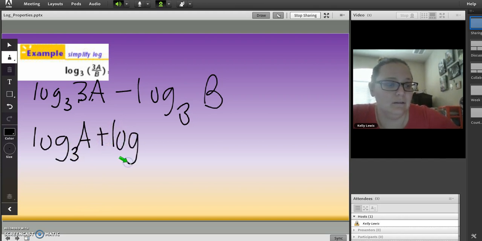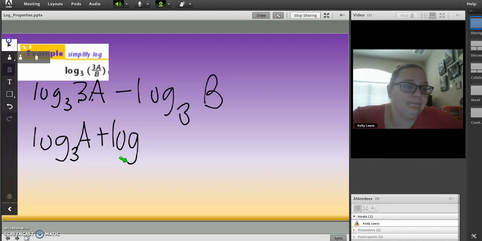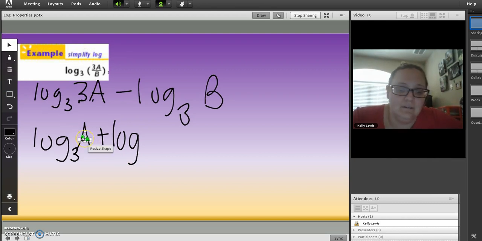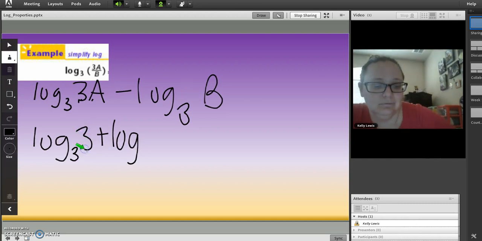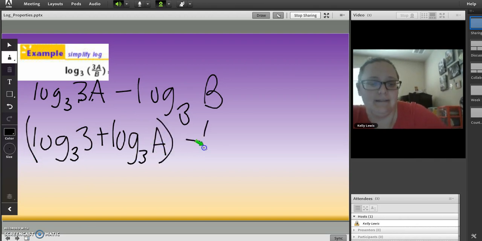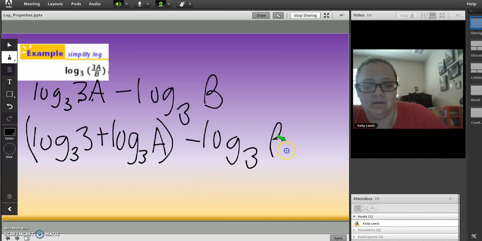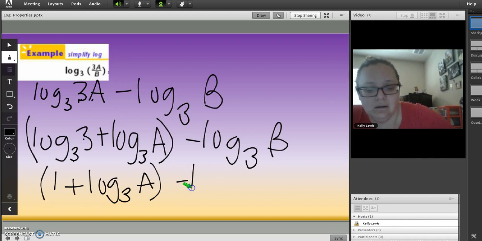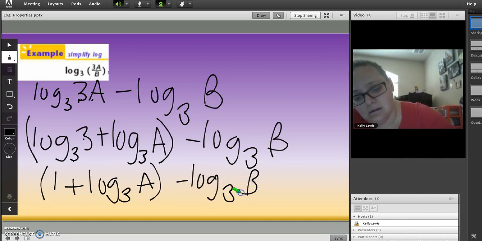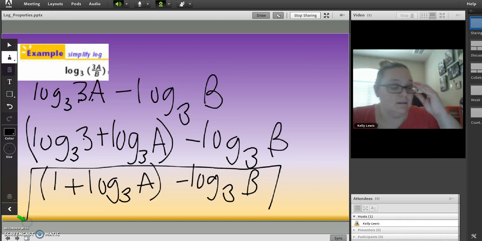Log base 3 of 3, plus log base 3 of a. The a does not come first. Okay, and b is at the top, minus log base 3 of b. Okay, log base 3 of 3 is 1. Right, so that's my answer.